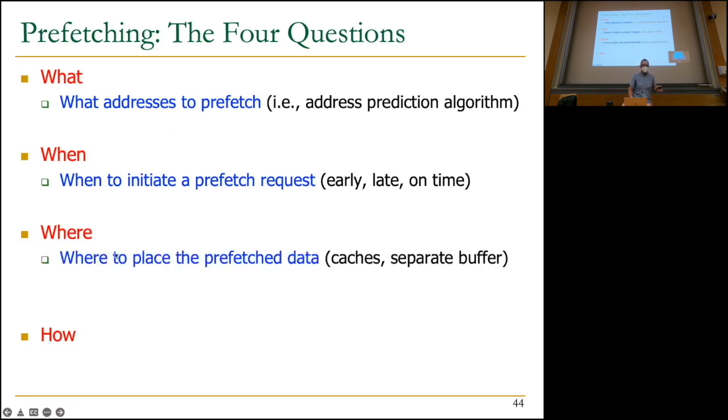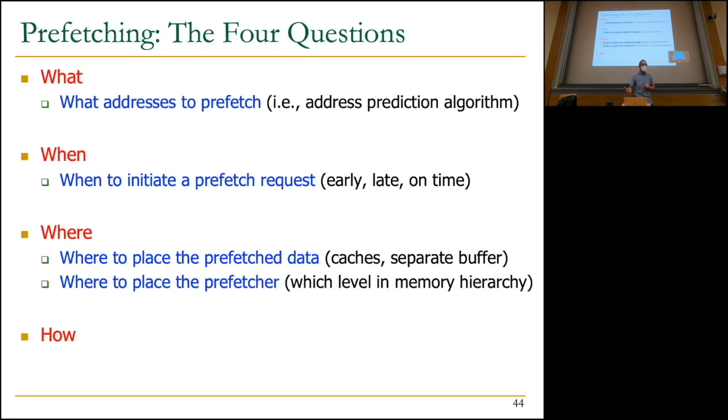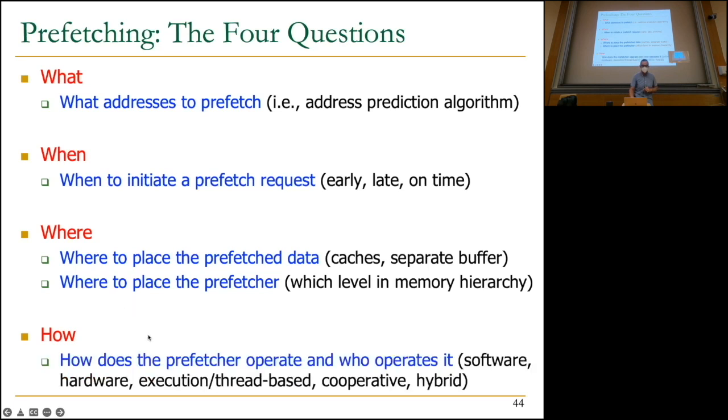Where is actually interesting. There are multiple aspects of where. Where do you place the prefetch data? Do you place it in the caches or a separate buffer? Which level of the cache? Which way in the cache? How does it interact with the cache management algorithm? And then there's another where: where do you place the prefetcher? Do you place it right close to the processor, L2 cache, L3 cache, memory controller, all over the place. So there are a lot of interesting decisions here that we're not going to go into details of.